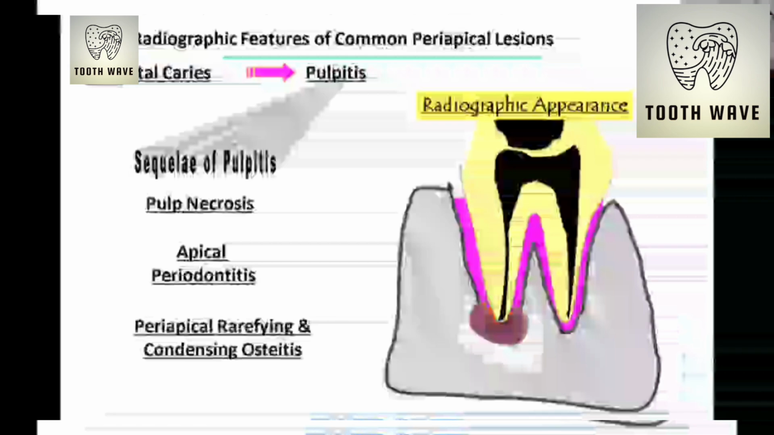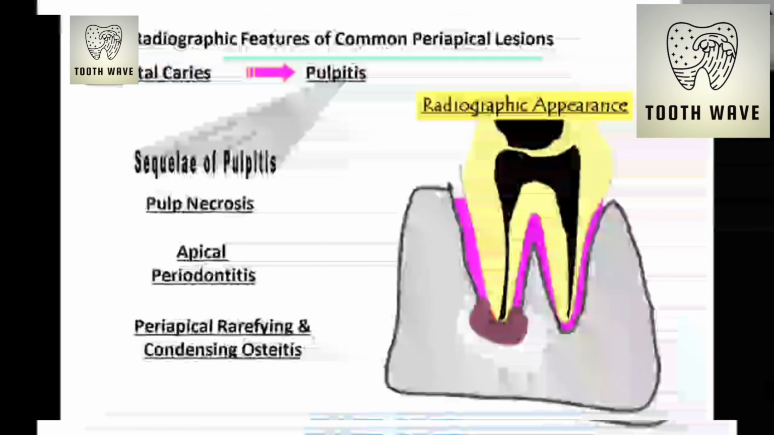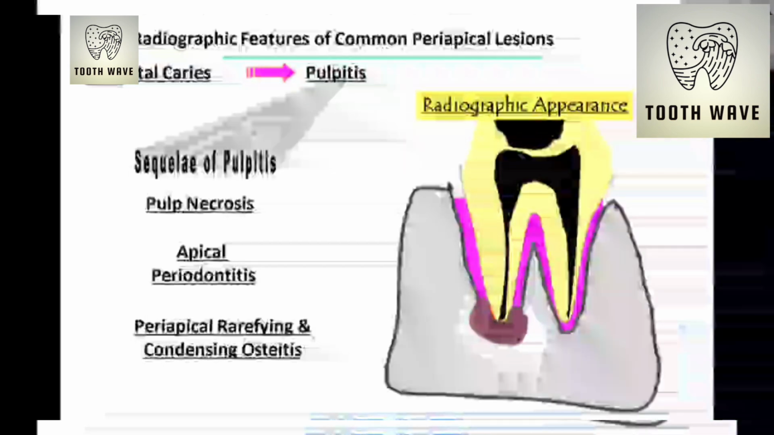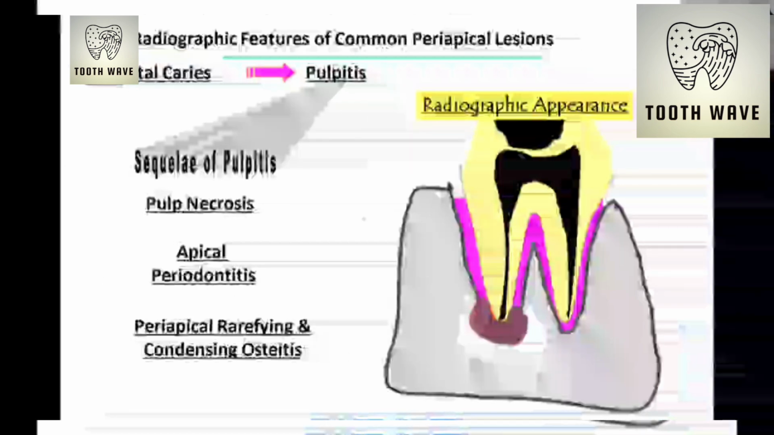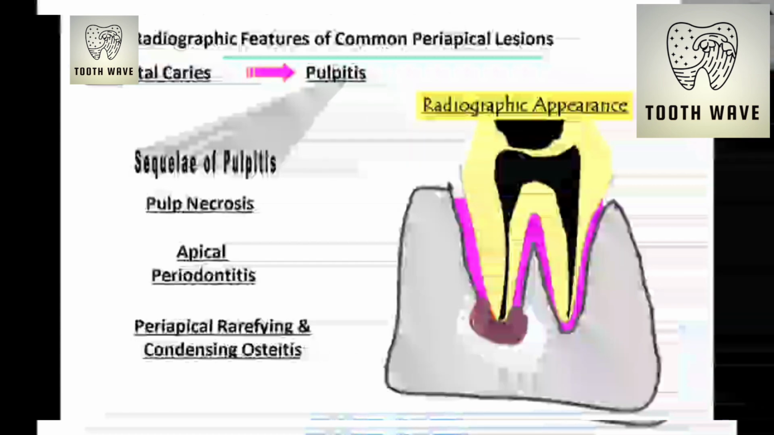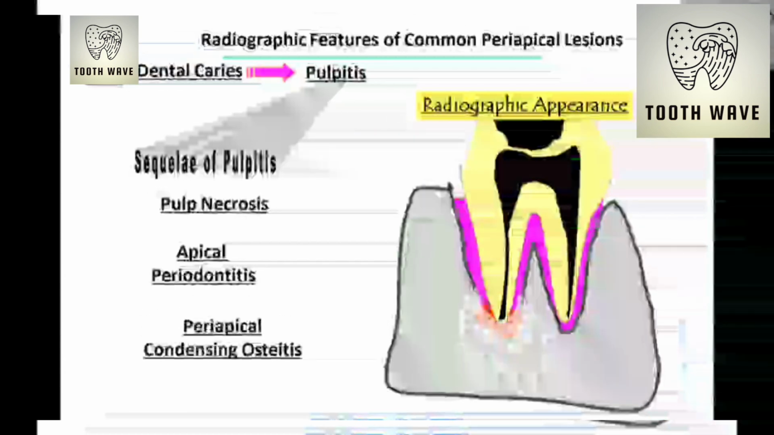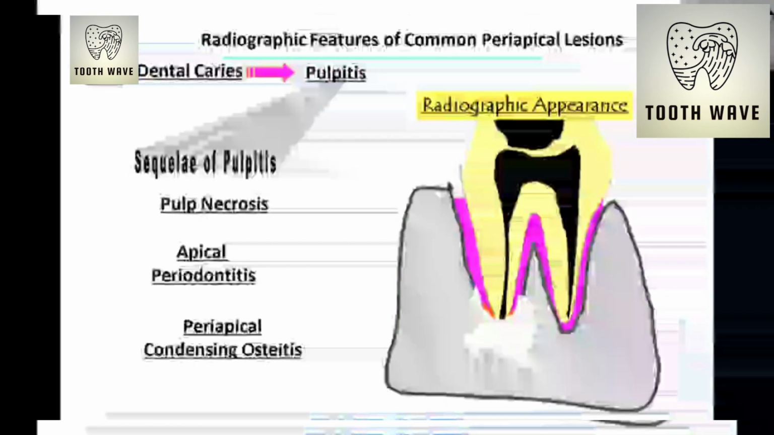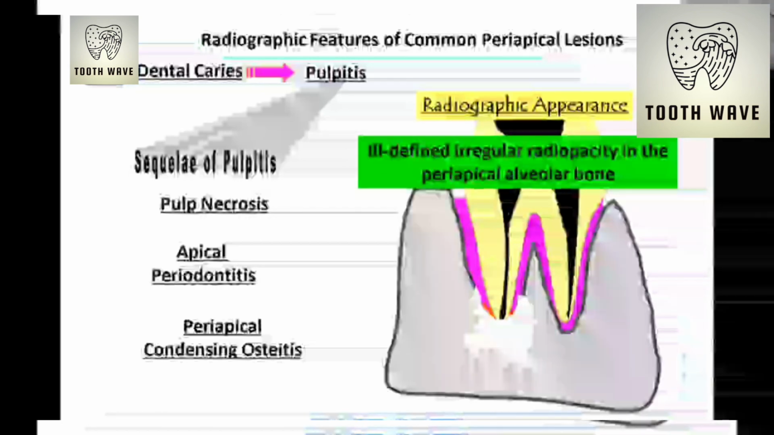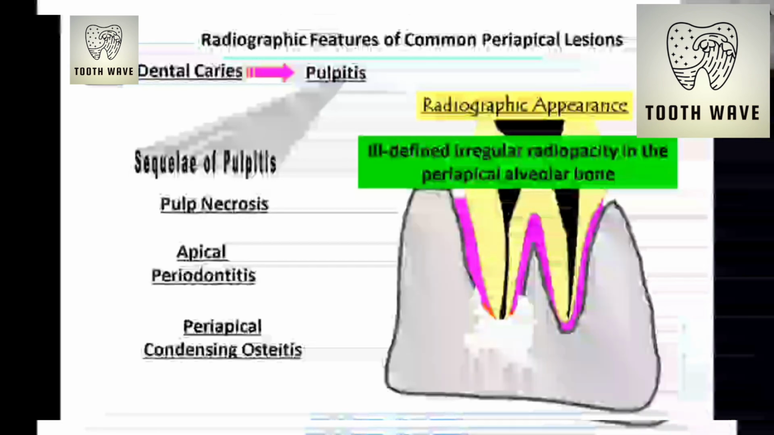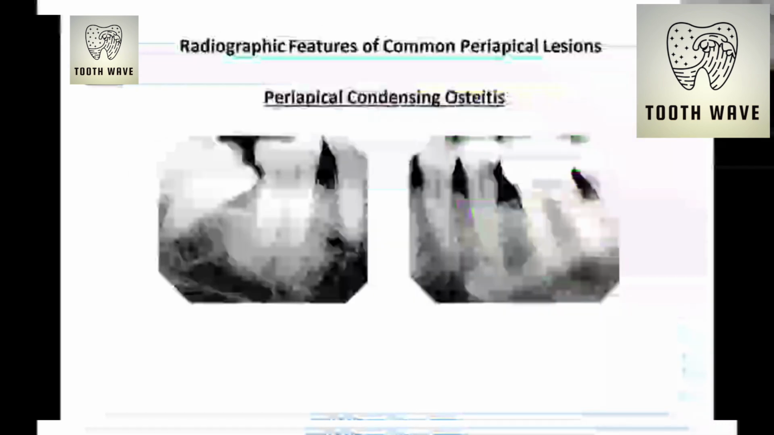So now we saw abscess, we saw granuloma, we saw cyst. Sometimes when the virulence of the microorganism is low and there is deposition of bone around it, then it is known as a combination of rarefying as well as condensing osteitis. And when there is only deposition of bone, then it is a condensing osteitis. It occurs when virulence is low and our immunity is good. Ill-defined irregular radiopacity in the periapical alveolar bone.